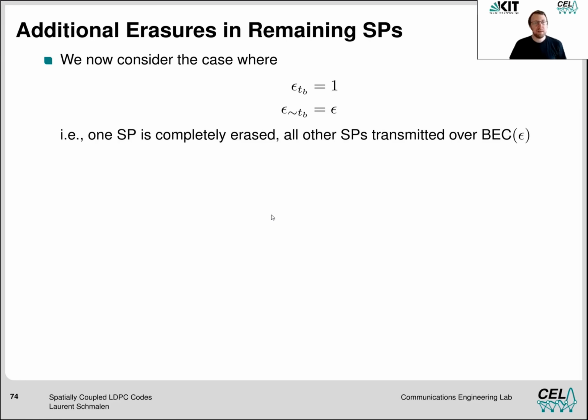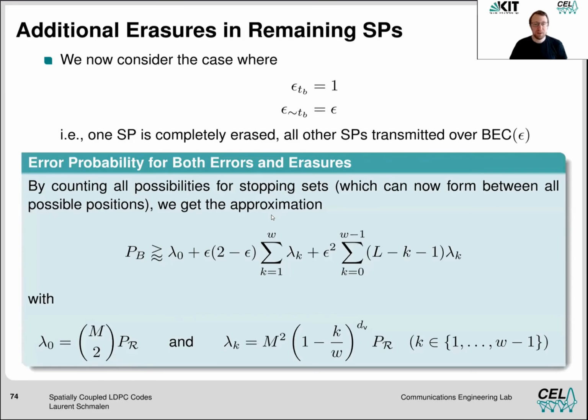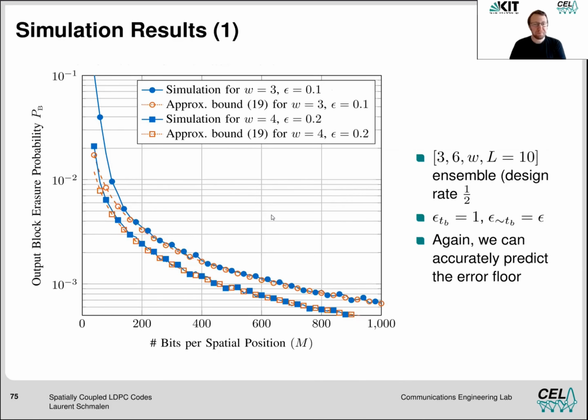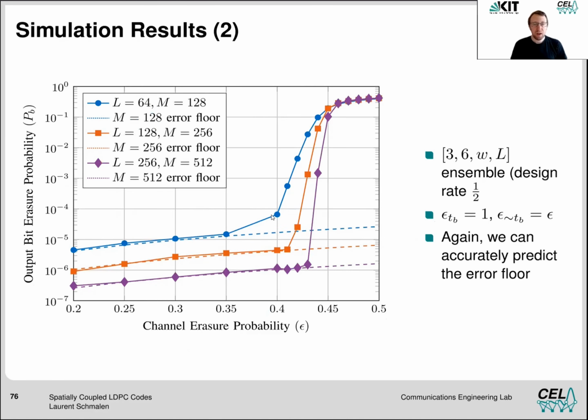So we look at the case where we not only have erasures in this one spatial position, but also in the neighboring spatial positions. We can get expressions for that. I will not bother you with the expressions here; you can all find these in the paper. And again, we match our simulations quite well. So we can use these also for optimizing the parameters of the code. And we can also look at when the whole situation will not work anymore, so at what channel probability we will have so many erasures that we will not be able to recover from them.